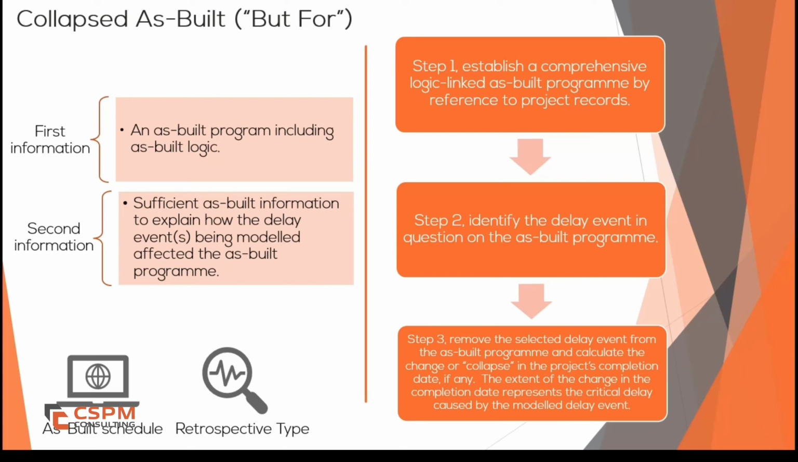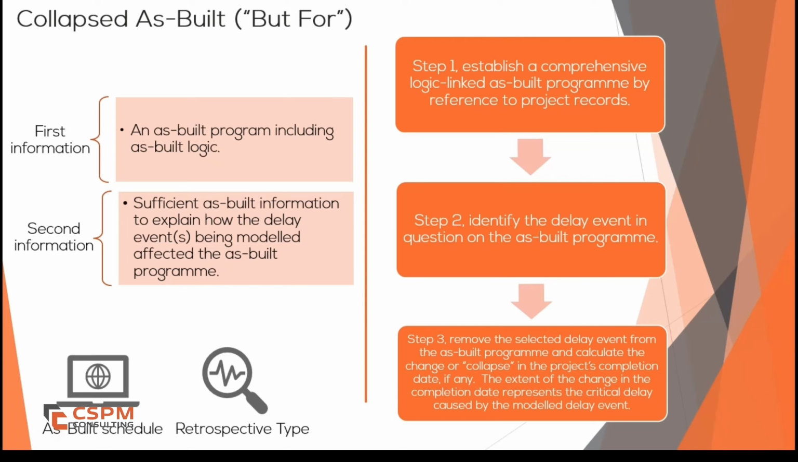Third, recalculate the completion date. Once delay events are removed, the as-built schedule is recalculated to determine when the project would have been completed if those delays had not occurred. The difference between the original as-built completion date and the adjusted collapsed completion date represents the critical delay duration.